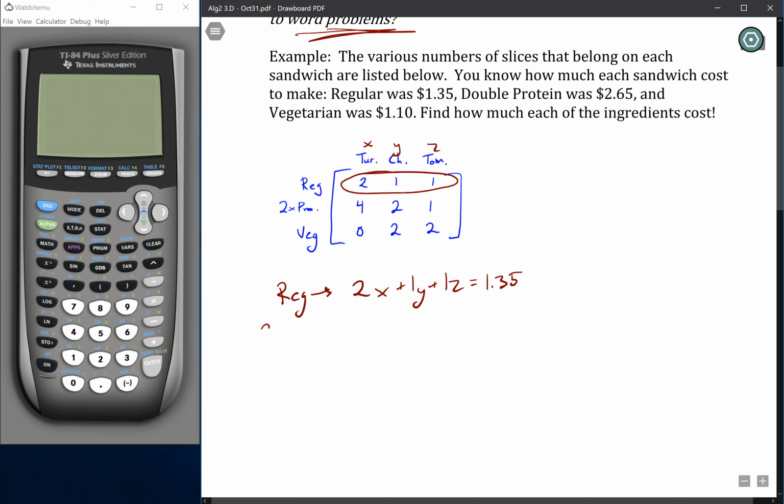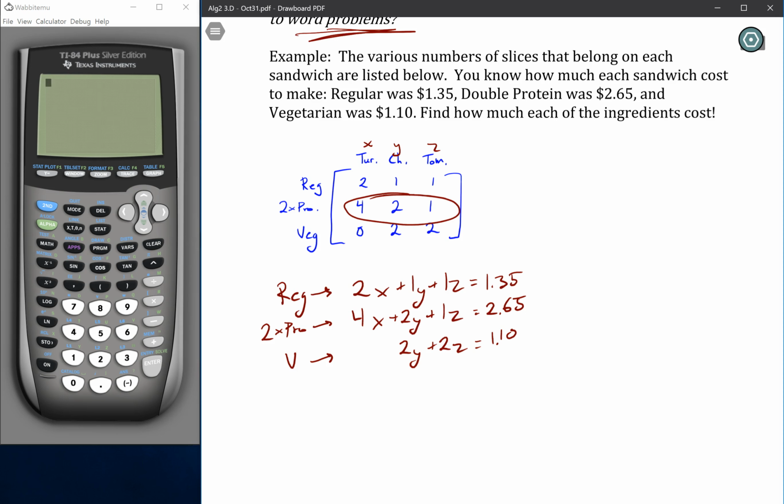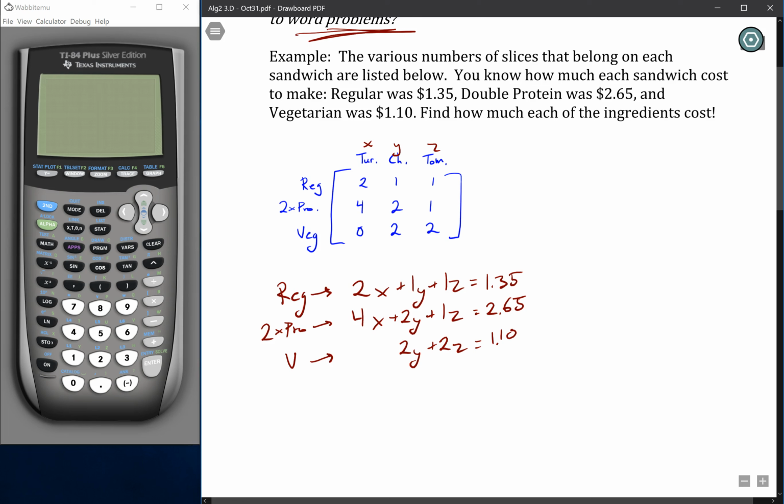So for double protein, this time we have 4, 2, and 1. So 4 times X, the cost of turkey, plus 2 times Y, the cost of cheese, plus 1 times Z equals 265. And similarly, for the vegetarian, we have 0X, so I just won't even write it, and then 2Y plus 2Z equals 110. Okay, so this is a 3 equations, 3 variables one. We could solve this without matrices, but it would take so long and it's very complicated.